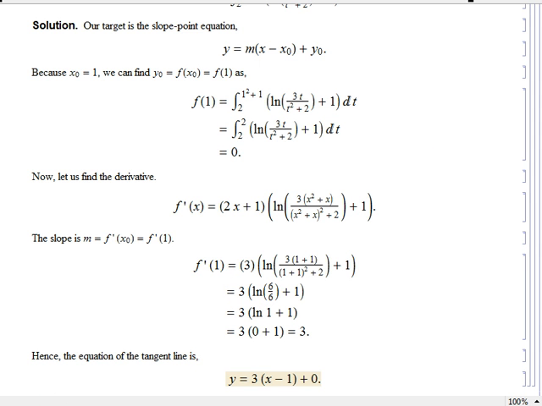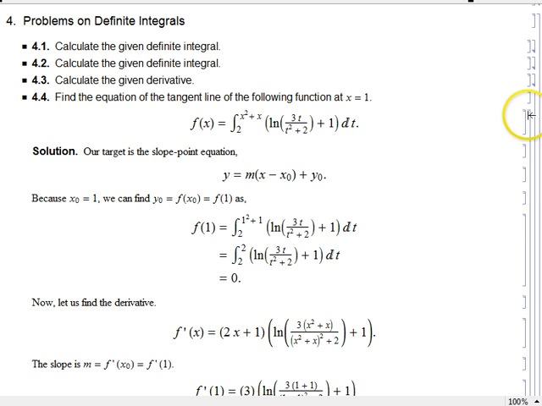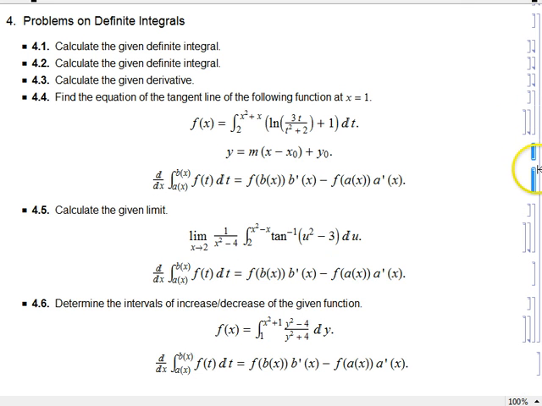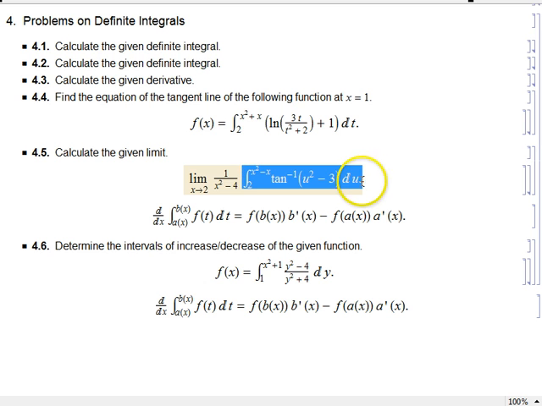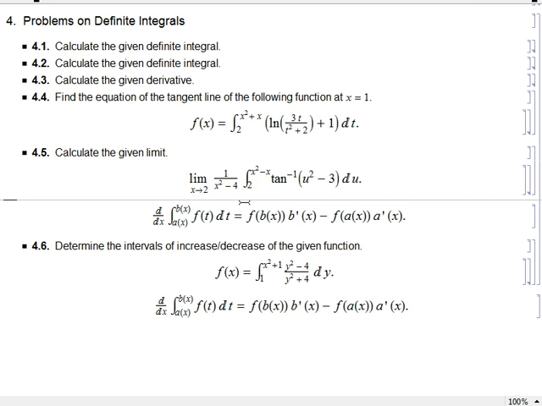Okay, you can pause this video and then go through the solution. Or actually you can read through the lecture note. So let's move on to the next example here. Calculate the given limit here. It may look like this fraction times this integral. Actually this is nothing more than a 0 over 0 type limit.